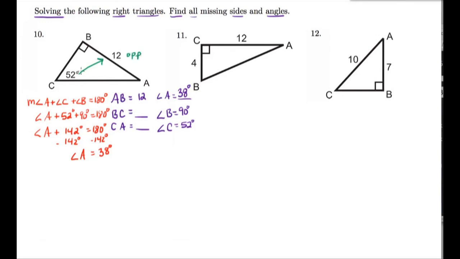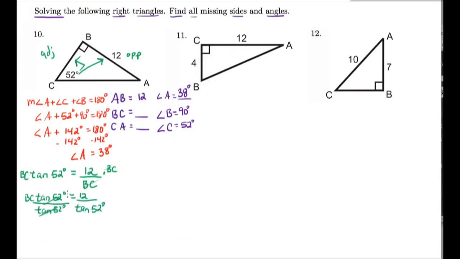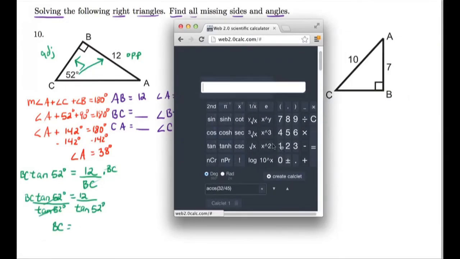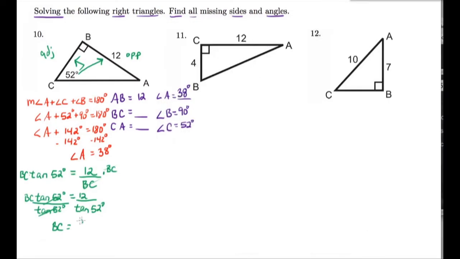Now I know all 3 angles, and I know one side, so I can find side BC by using angle 52 and the opposite leg 12, and I use tangent. This time I don't use the inverse tangent, just regular tangent. 12 divided by tangent 52 is 9.4.